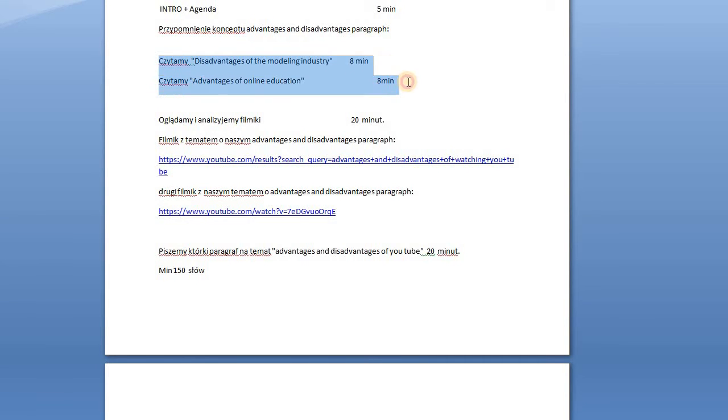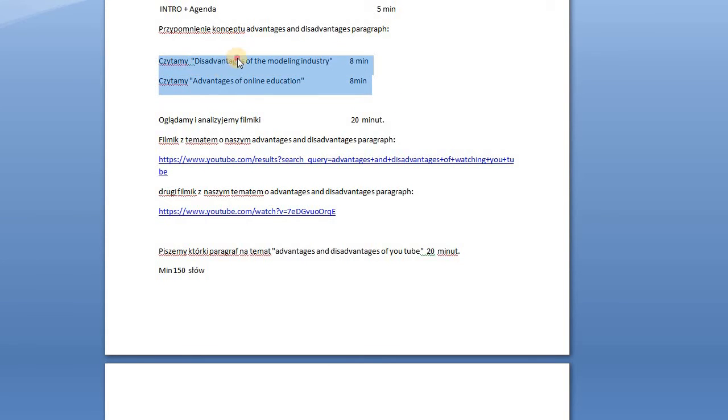So now it's this part of the lesson. You have to read the disadvantages of the modeling industry essay example that I gave you, and the advantages of online education. So that means we will be preparing ourselves for writing an essay, but right now you're going to just write a short 150-word paragraph. So you do that on your own. You don't have to send it to me. This is something you do just on your own, to brush up and remind yourself how to write a disadvantages and advantages paragraph.